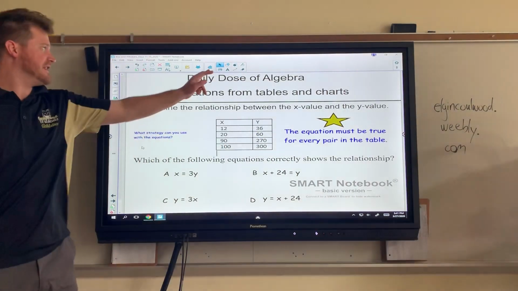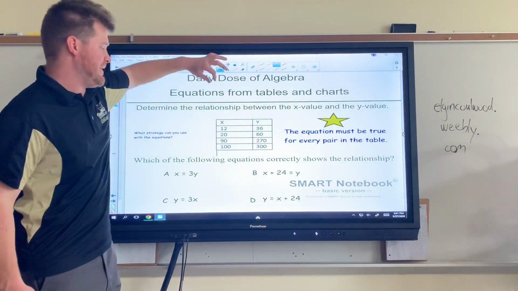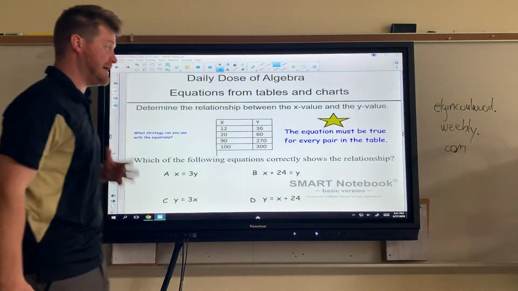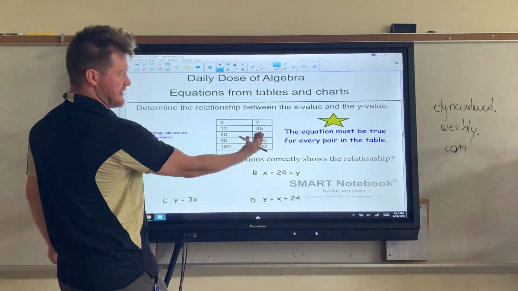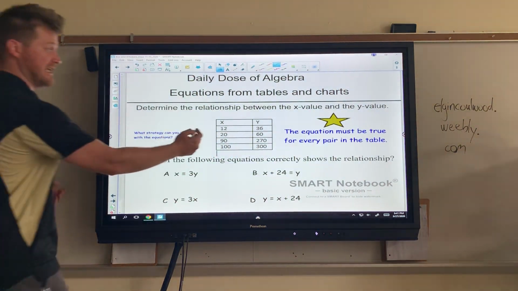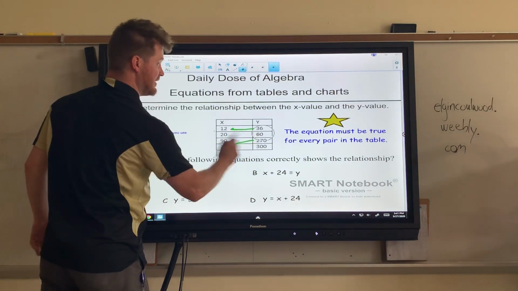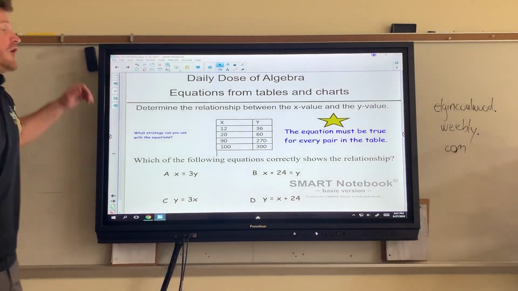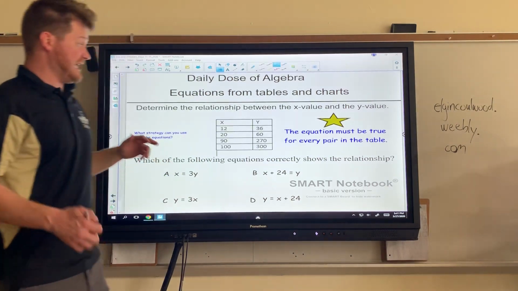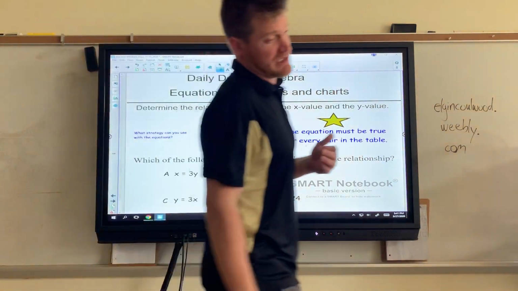When you're doing these types of problems, we have to find the relationship between the x and the y, so basically what we're doing to the x to equal the y. Looking at this, I notice that the y values are all greater than the corresponding x values, like 36 to 12, 270 to 90, and so on. They are all proportionally greater than the x value as well.